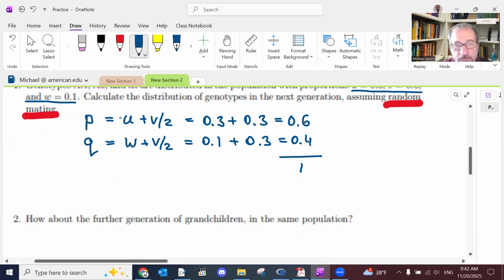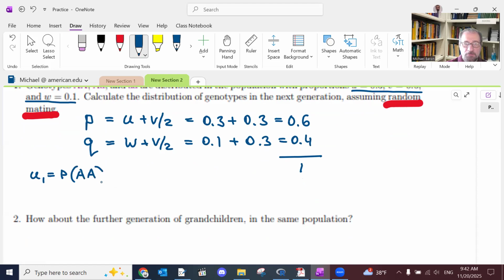We calculated the distribution of dominant and recessive genes, and now the next generation genotypes. So U1, what's the proportion of dominant homozygotes? That's P squared, receiving the dominant gene from both parents. So that will be 0.6 squared, which is 0.36. The proportion of heterozygotes we know is 2pq.